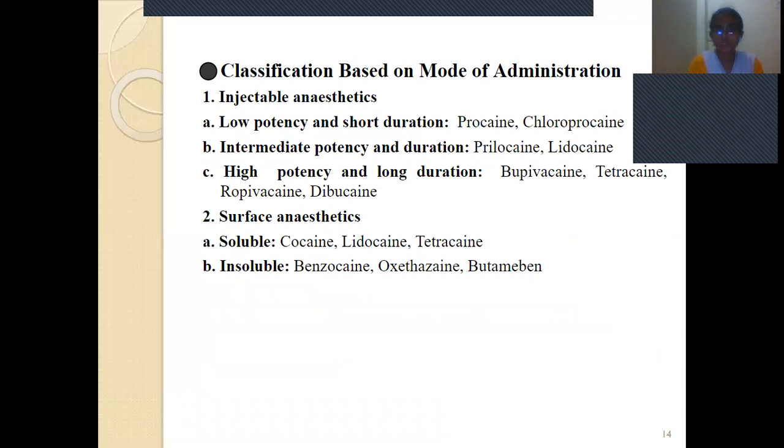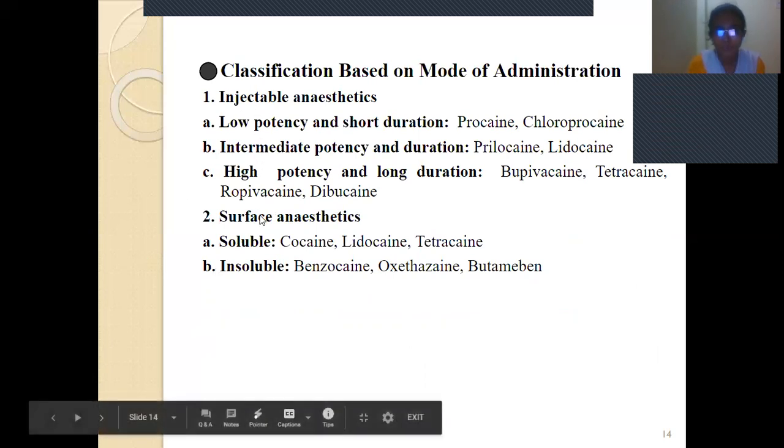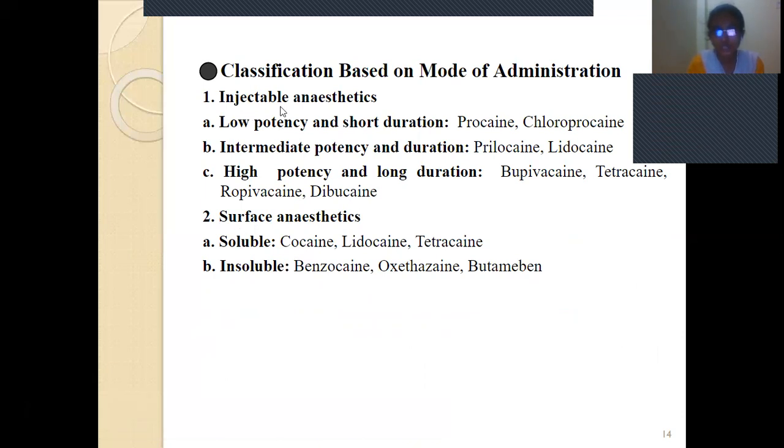So next one, based upon the mode of administration, means at what site and by what route we are administering this drug. Based upon the mode of administration, there are two types, injectable and surface anesthetic. In injectable anesthetic, the first one is low potency and short duration, example procaine and chloroprocaine. Next, intermediate potency and duration is prilocaine and lidocaine. Next, high potency and long duration is bupivacaine, tetracaine, ropivacaine, and dibucaine.